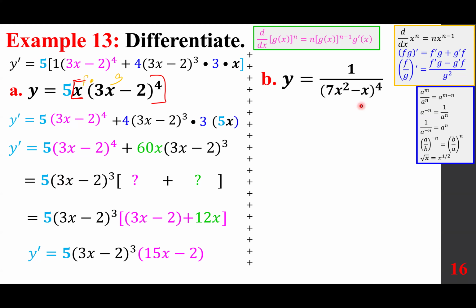Part B, y is 1 over (7x squared minus x) to the power of 4. If you have a fractional format where the numerator is any number, you can just bring this up to the power of -4 and use the extended power rule on that. You don't have to use the quotient rule. So speaking of that, y prime would be -4 times the same thing to the power of -5 because -4 minus 1 gives you -5. And then the derivative of the inside is simply 14x minus 1.